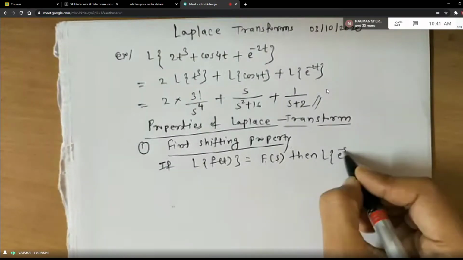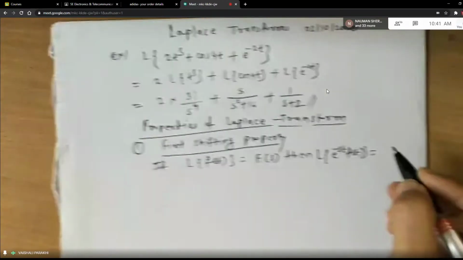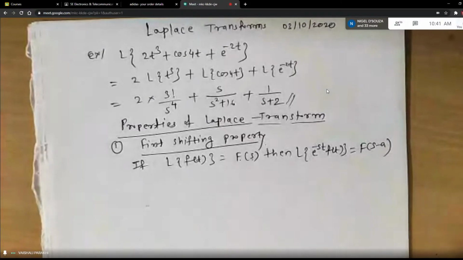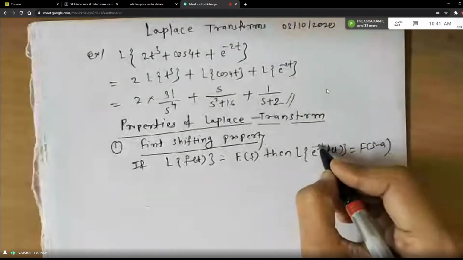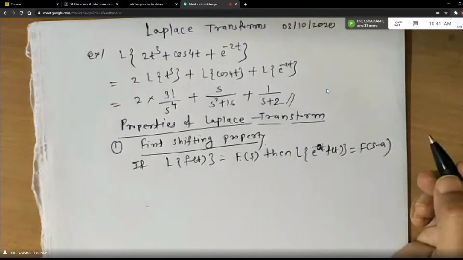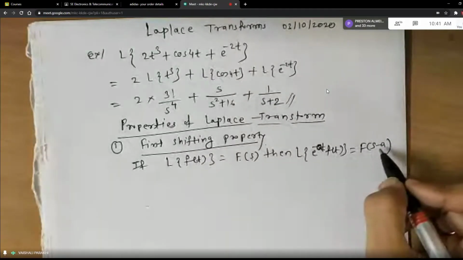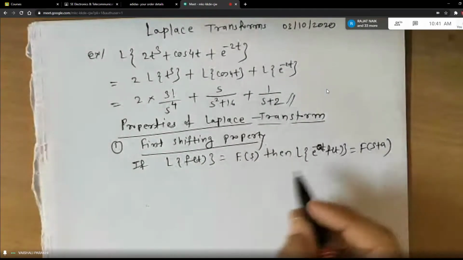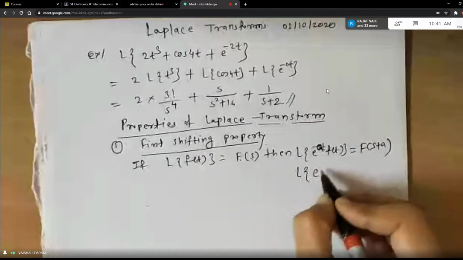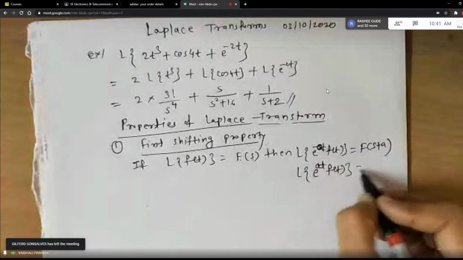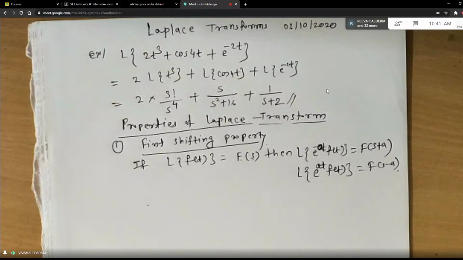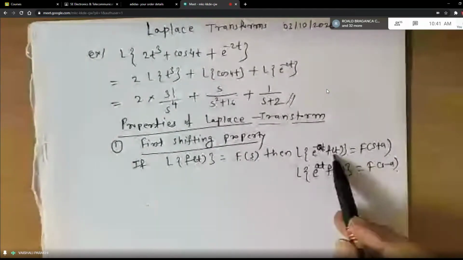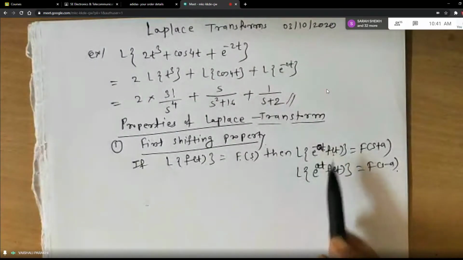L of e raised to minus at f of t is equal to F of s plus a. Similarly, L of e raised to at f of t is equal to F of s minus a. Now let me explain what it says. This first shifting property we use whenever the function is multiplied by either e raised to minus at or e raised to plus at.